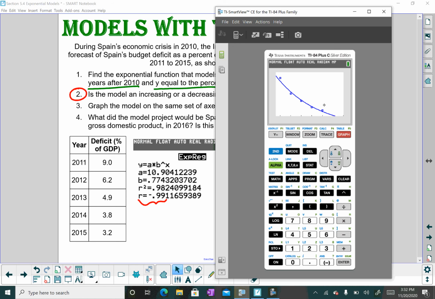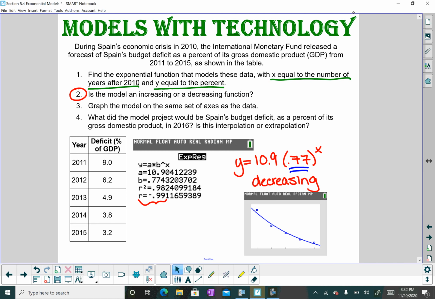So now if I hit graph, I can see that that picture goes a little bit further out. I want to calculate a value. So to do that, we're going to hit second, trace, value, number 1, and you're just going to choose the X value of 6, which represents the year 2016. Hit enter, and the calculator tells us it's about 2.35 is the percentage.